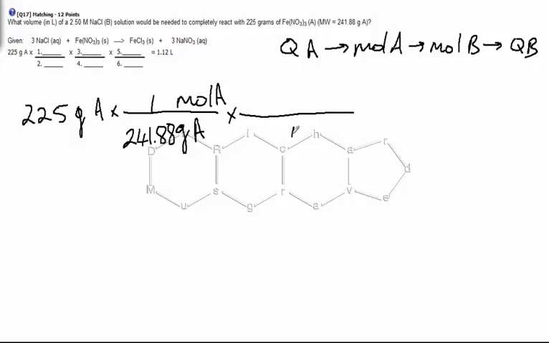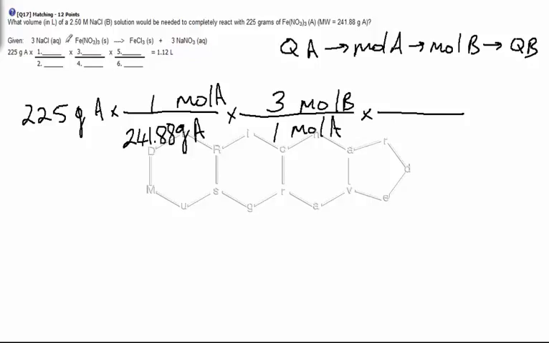Now we need moles of B. So I know moles of A is going to have to cancel, so I'll put that on the bottom. I'll put moles of B on top because that's what I want. That relationship is going to be gained from looking at the reaction equation. Now B is the NaCl, and that says 3 moles of B. And the A is the Fe(NO3)3, and it looks like there's 1 mole of that. So the relationship here is 3 moles of B to 1 mole of A. So at the moment we're here in the equation.